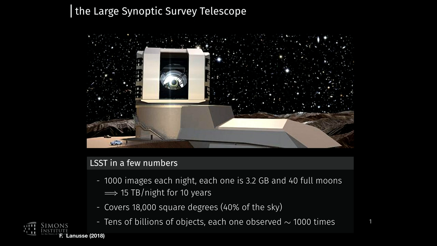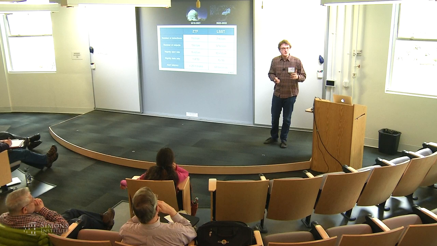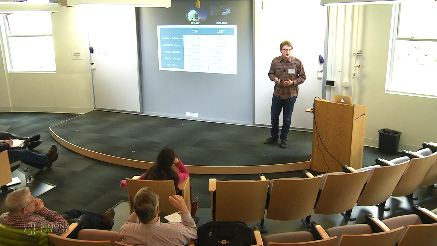So a way to think about LSST is it's going to be the first movie of the night sky over 10 years. We're going to be able to actually see this huge area of the sky and tens of billions of objects evolve over time with these amazingly deep repeated exposures. And it's going to completely transform astronomy, I think. By 40% of the sky per night? It's going to be able to survey 40% of the sky every 3 days. So roughly a third of that per night.